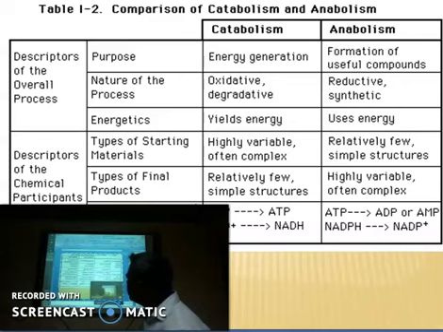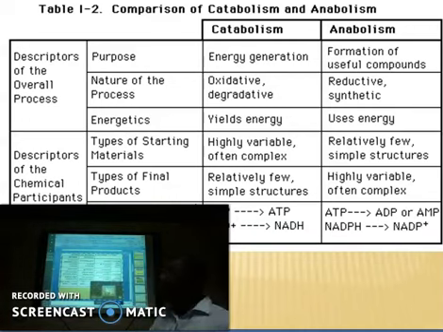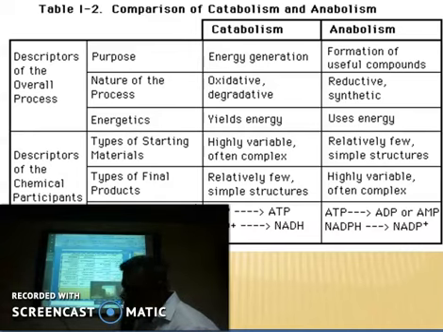So for the type of final product, in catabolism you will find polymer into monomer, relatively few simple structures. Here in anabolism it is monomer into polymer units, so highly variable, often complex compounds are found in anabolism. Then typically coenzyme and co-substrate transformation. For example, as I said, energy generation means ADP converted into ATP, and NAD converted into NADH, while in anabolism ATP is degraded into ADP, and NADPH is reduced into NADP. Okay, this is all about anabolism and catabolism.